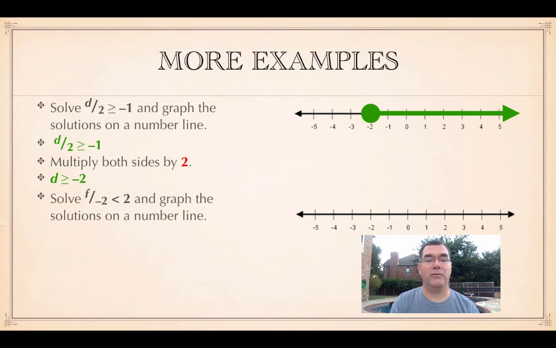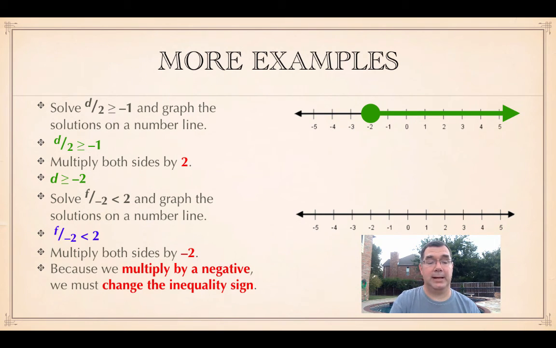Now I'm solving f over negative 2 is less than 2. This time my variable f is being divided by a negative number, so to undo that, I have to multiply both sides by a negative number. And we know what that means. That means that that less than sign is going to change direction, and it's going to become a greater than sign instead. So f divided by negative 2 is just going to become f, and 2 is going to become negative 4.